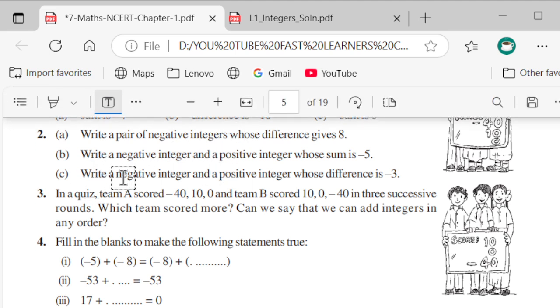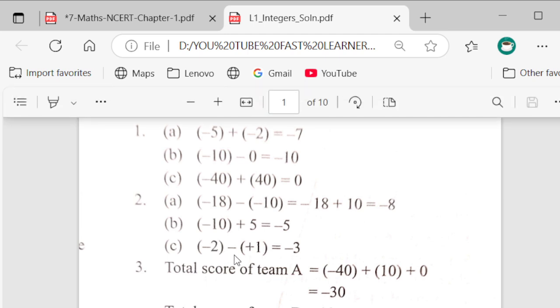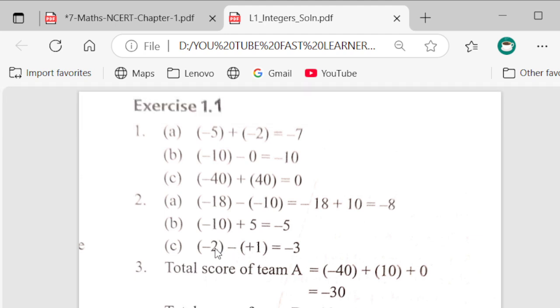Question 2c. Write a negative integer and a positive integer whose difference is -3. So a negative integer -2 minus plus 1 is -3. Same way you can write any other number, -6 minus plus 3, something like that. You will get the answer -3 only. Or you can write -13 minus plus 10. You will get the answer -3 only.